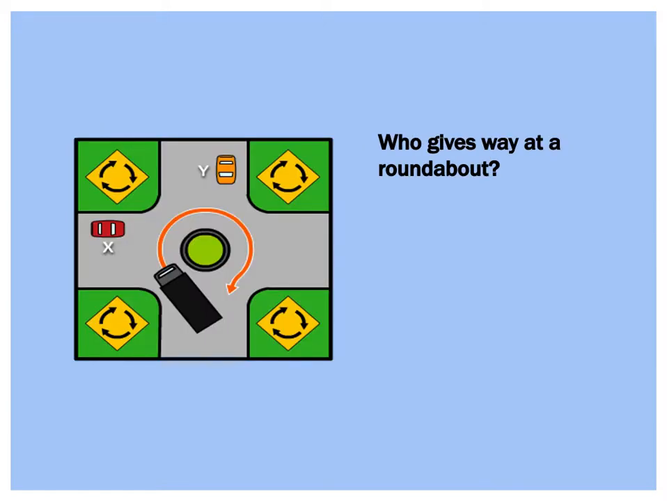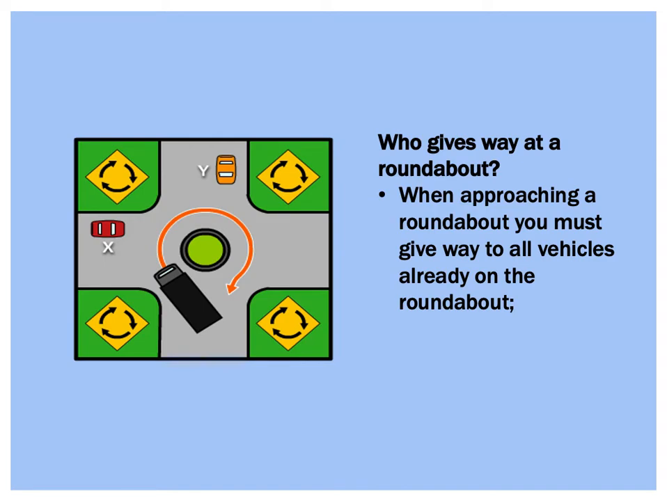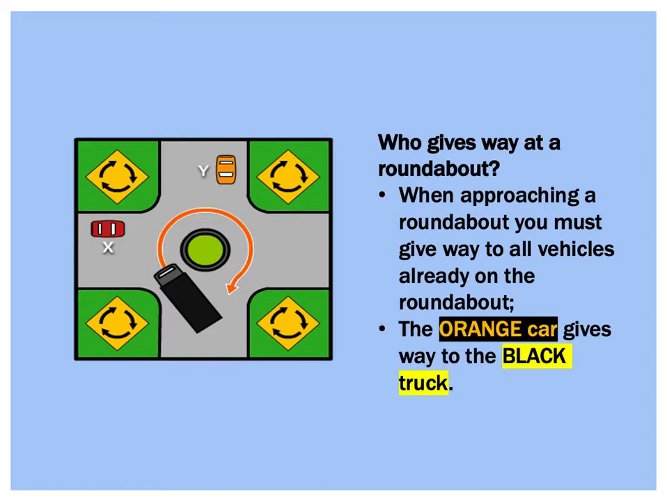Who gives way on a roundabout? When approaching a roundabout, you must give way to all vehicles already on the roundabout. The orange car gives way to the black truck, as does vehicle X, the red car.